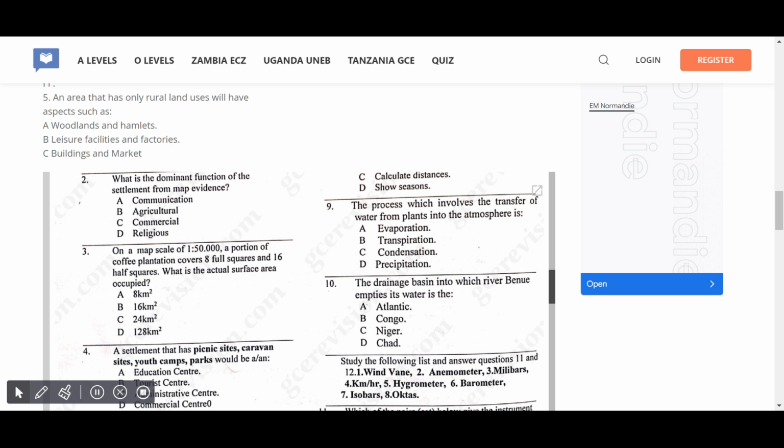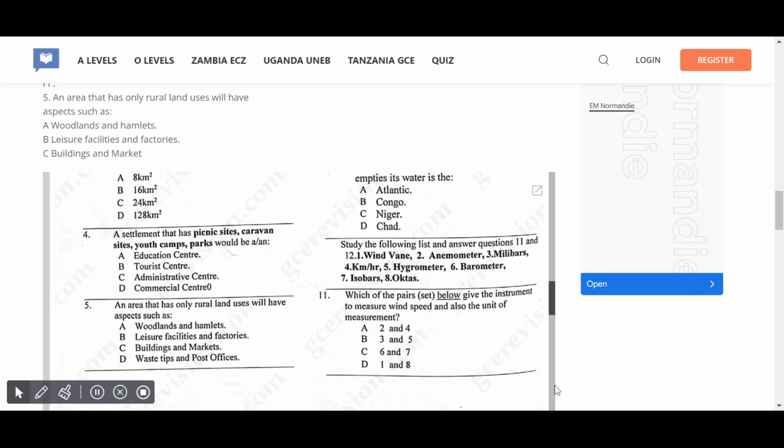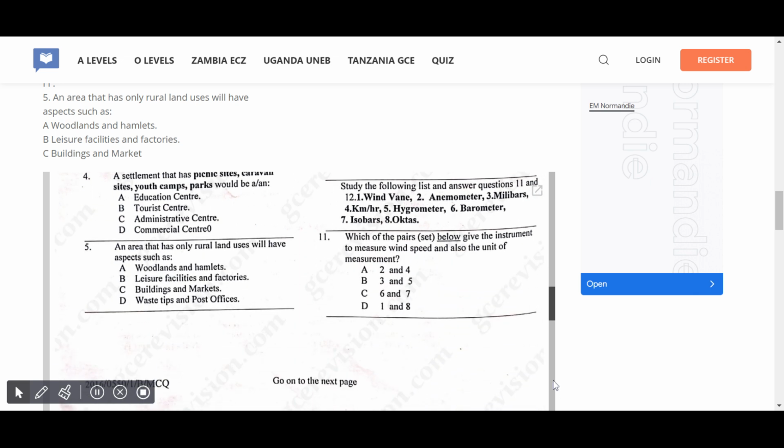The drainage basin into which River Benue empties its water is the. The answer is D, which is Chad. Question 11.